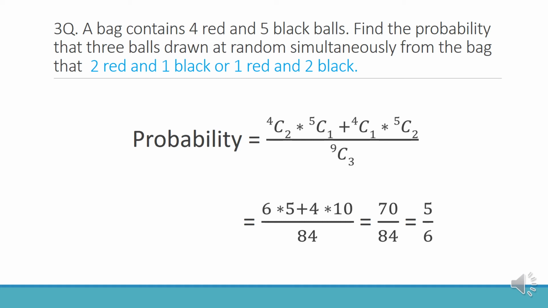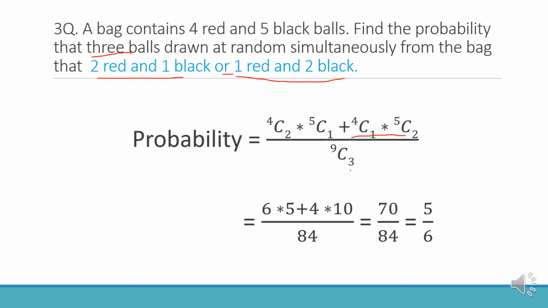Here also the bag contains the same type of balls. Three balls are drawn and we have to find the probability for two red and one black, or one red and two black balls. So taking three balls from the total 9 balls, the total possible outcomes is 9C3. Here 2 red and 1 black means 4C2 into 5C1. Here it is "or", so place 1 red and 2 black, that means 4C1 into 5C2.